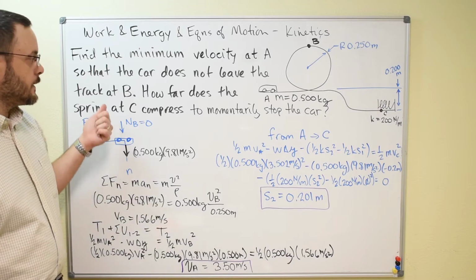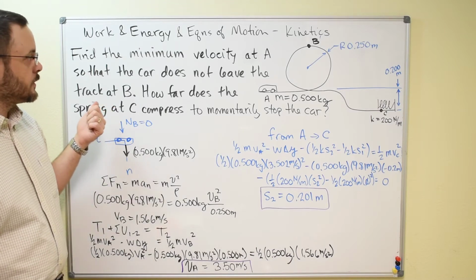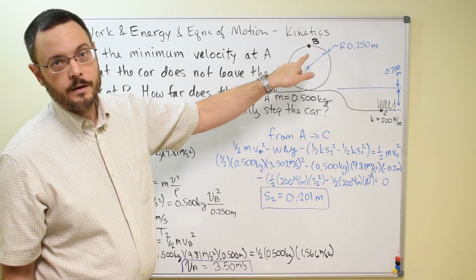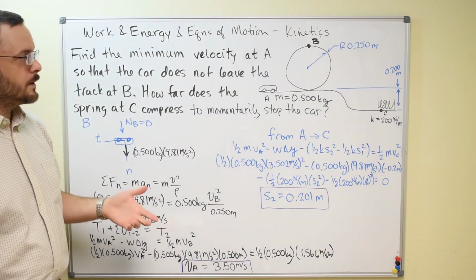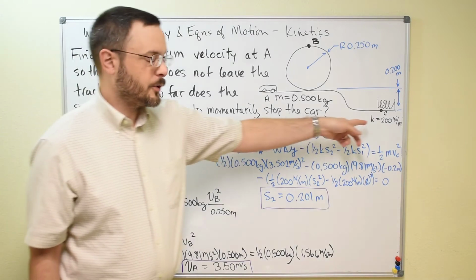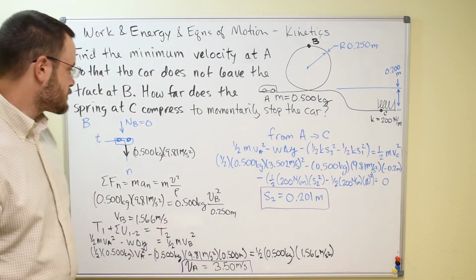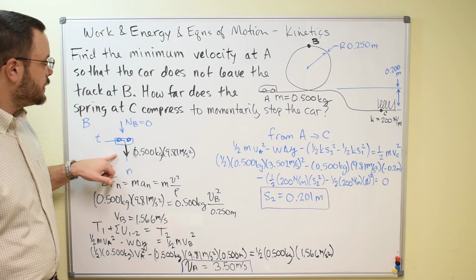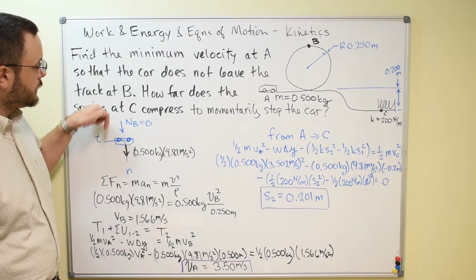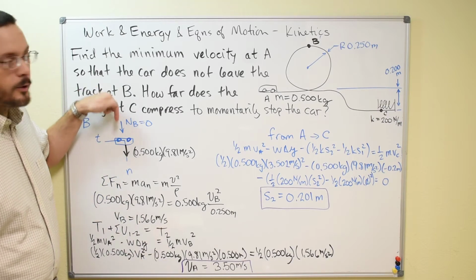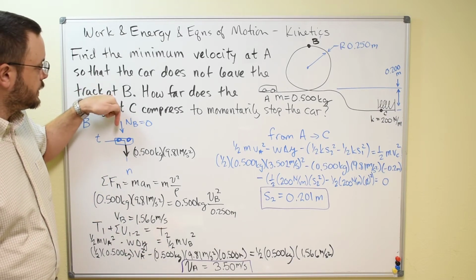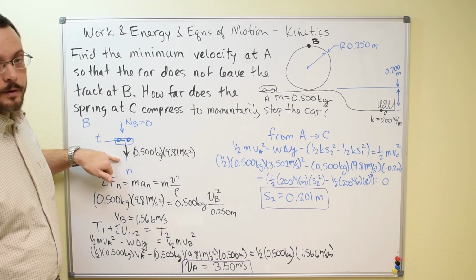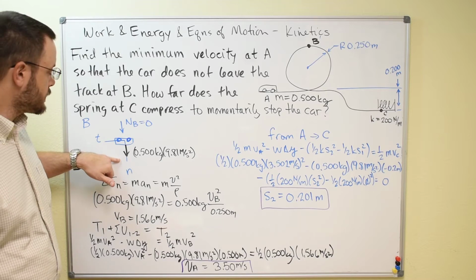So we want to find out how fast the car has to go at A in order to not fall off of the track at B, and then if it's going that minimum speed, how far does the spring compress at C. So we can draw the free body diagram of the car at B. At the limit of leaving the track, the normal force from the track at that point would be 0. So we really would just have the weight of 0.5 kilograms times 9.81 meters per second squared.